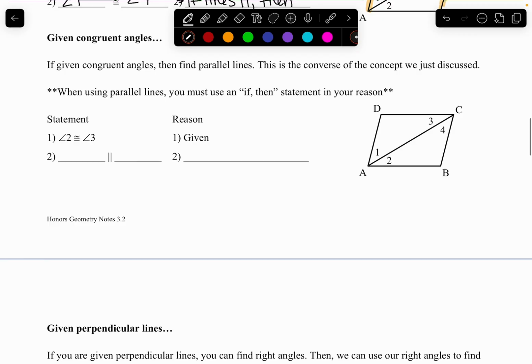So right now they're telling us that angle 2 is congruent to angle 3. That was given to me, literally, right there, given, okay? What can I conclude from that? Well, what lines are those angles touching? They're touching the transversal AC, but they are helping me conclude that line segment AB is parallel to line segment CD. The reason is going to be similar to the one that we just did, but I wasn't given parallel lines. Now I was given congruent angles. So I have to say if alternate interior angles are congruent, then I was able to conclude that lines are parallel.